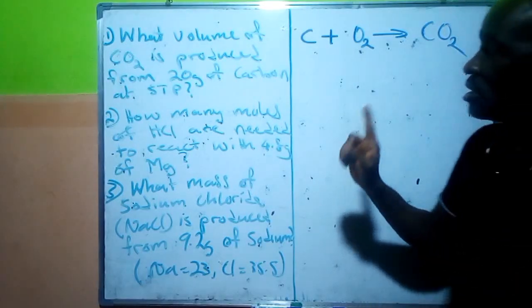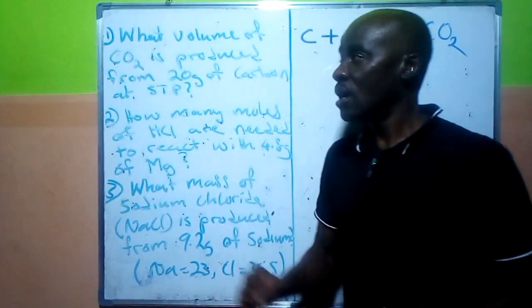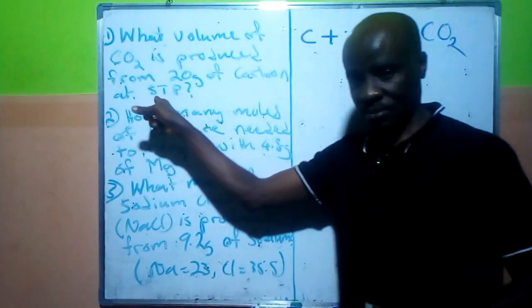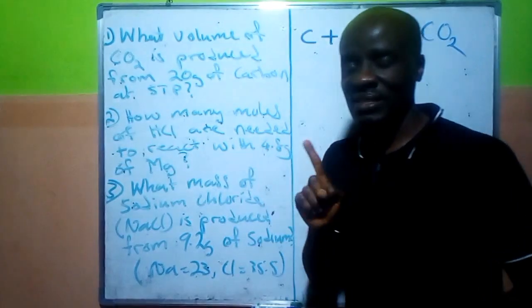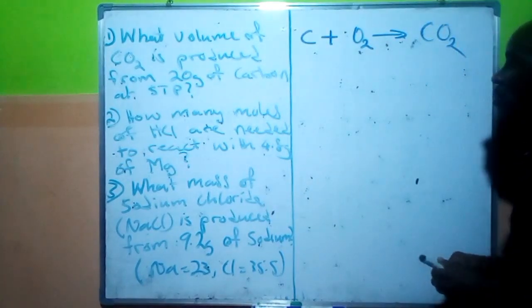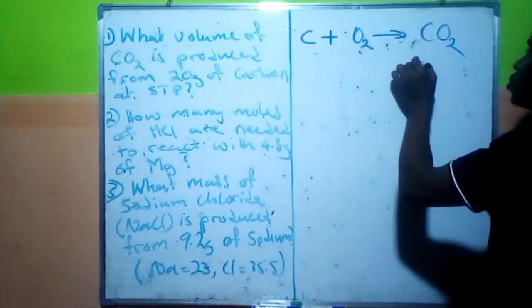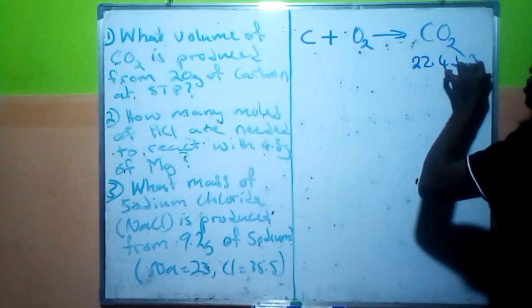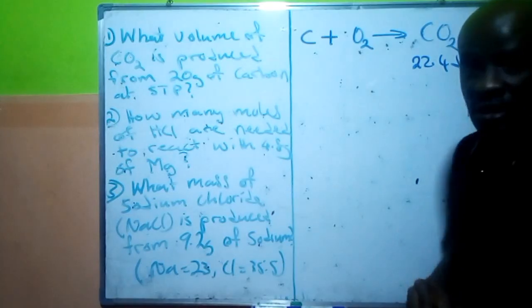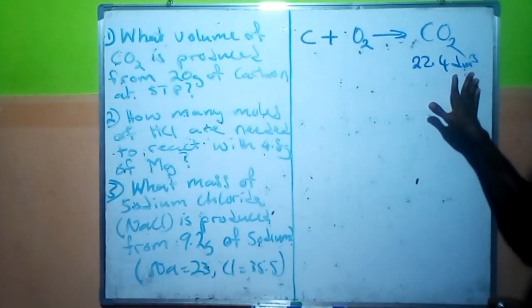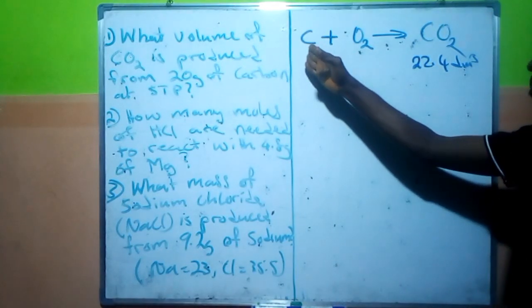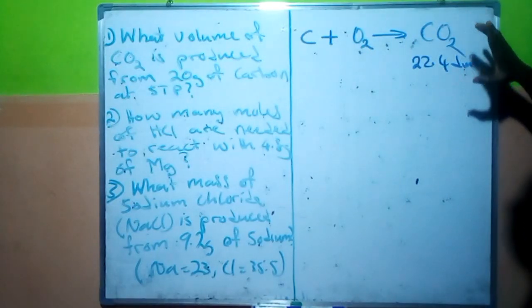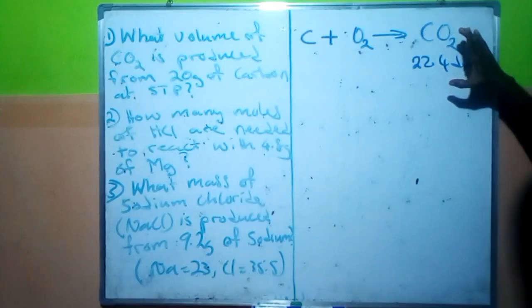In this case, we are given a mass, and we need to find a volume. Now, for every gas at STP, all gases have a molar volume of 22.4 dm³, or liters. That means in this balanced chemical equation, the volume of carbon(IV) oxide that will be produced will be 22.4 dm³.